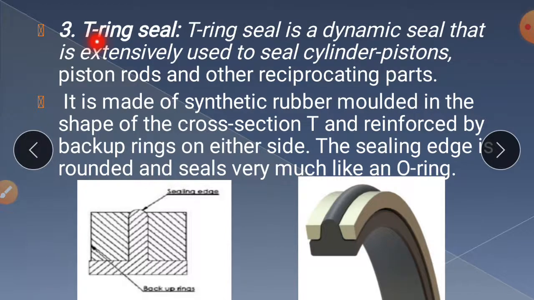T ring. For T ring seals, you can see the shape of a T here. With respect to that, we give the name T ring seal. The T ring seal is a dynamic seal that is extensively used to seal cylinder pistons, piston rods and other reciprocating parts. It is made of synthetic rubber molded in the shape of a T cross section, and reinforced by a backup ring on either side. The sealing edge is rounded and seals very much like O-rings. This is the shape and how that cross section looks.